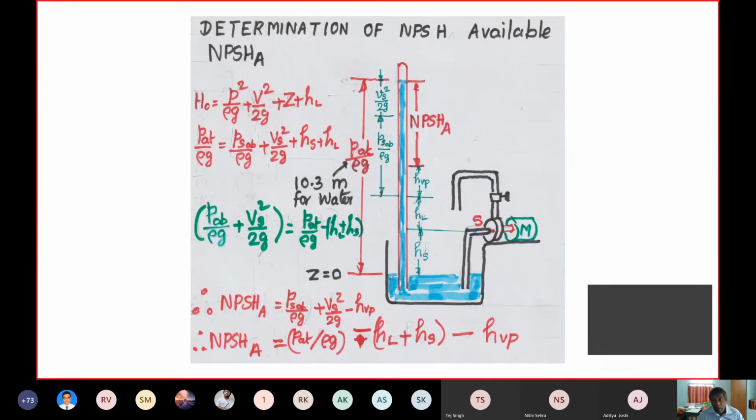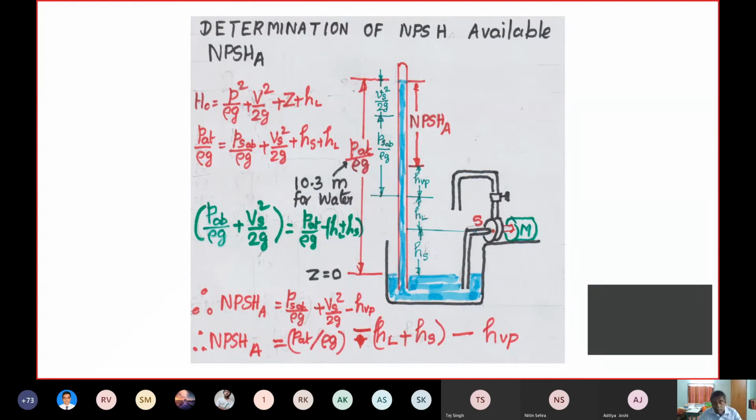Now in the definition of NPSH, you have to find out the total absolute pressure head at the point S and how much it is above the vapor pressure head. Now the absolute pressure at the location S is P absolute by rho g plus Vs square by 2g, and that is equal to P atmospheric by rho g minus HL minus HS. So you have to reduce the suction head and you have to reduce the head loss also.